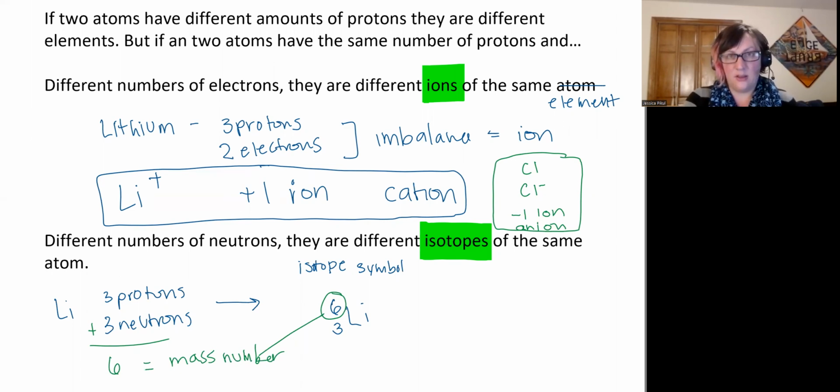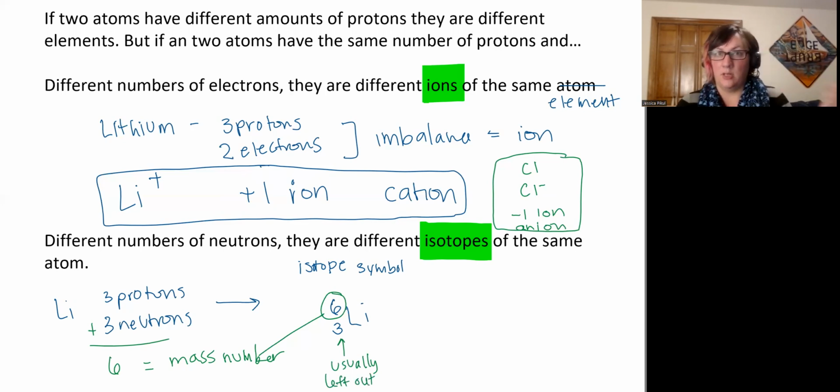And so this together would give you information about the number of protons and neutrons. A lot of times you'll see it without the atomic number, the number of protons at the bottom, because you can get that information just by knowing the chemical symbol. You could look at a periodic table and be like, oh yeah, 3.